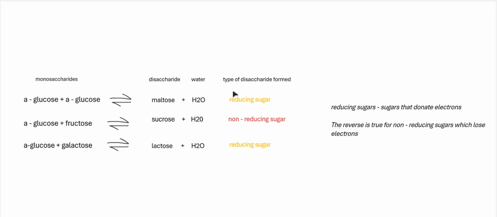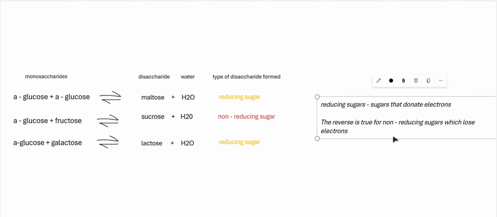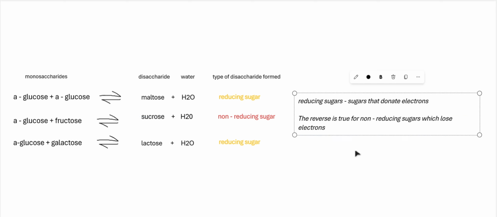And the type of disaccharide formed is a reducing sugar for maltose. Alpha glucose plus fructose gives you sucrose and water, and it's a non-reducing sugar. Alpha glucose plus galactose gives you lactose plus H2O, which is a reducing sugar. Now, reducing sugars are sugars that donate electrons, and the reverse is true for non-reducing sugars, which gain electrons.